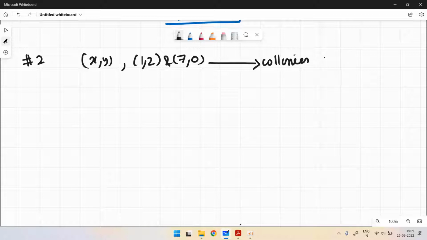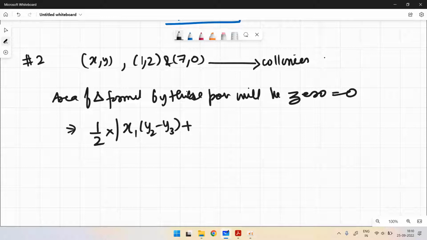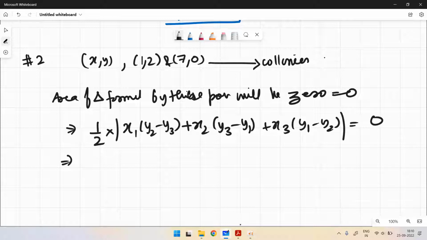These are collinear. So applying the area formula, the area of the triangle formed by these points will be 0. What is the area formula? Half into modulus, I'm writing directly: x1(y2 minus y3) plus x2(y3 minus y1) plus x3(y1 minus y2), mod equals 0, and this 1/2, if I take it to the other side, will be 0.